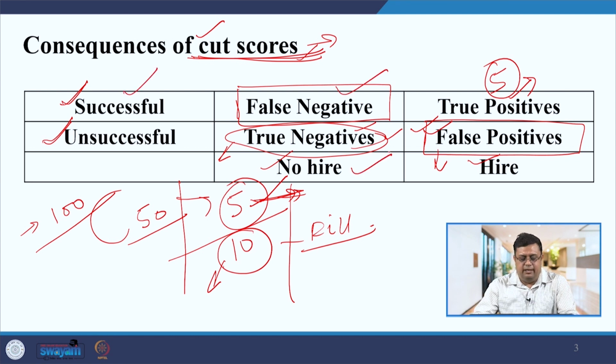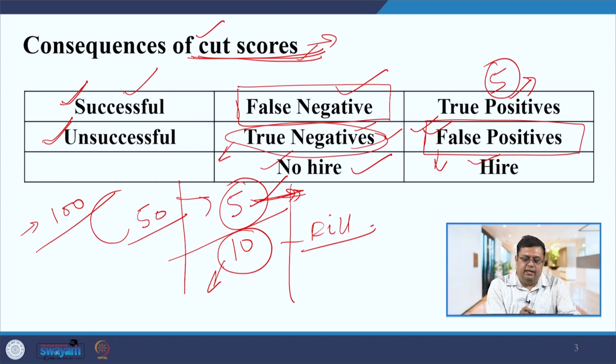that is the false negative. They were successful, but we could not hire them. Why could we not hire them? Because we do not need them, but more quality candidates have come here and they were able to qualify our cutoff scores. So, that is why in that case we will get the false negative.